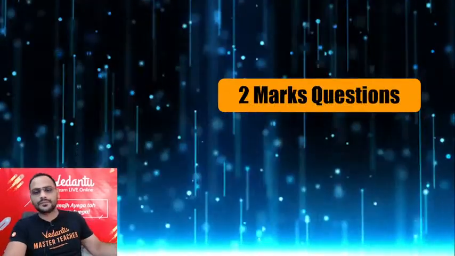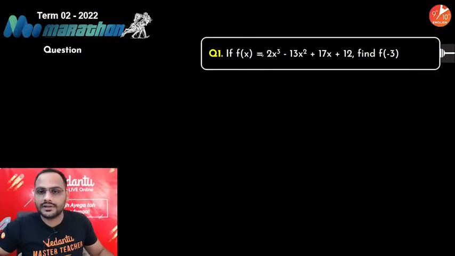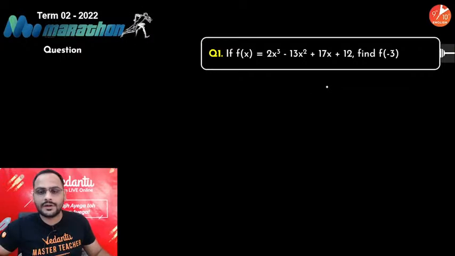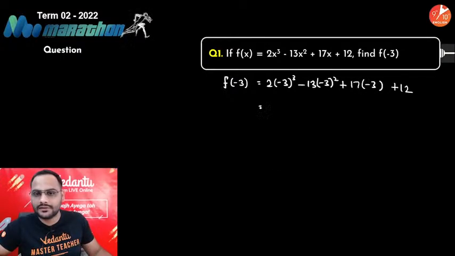Hello Satyam. So guys, first section we'll be doing 2 marks questions, है ना? The first question, f of x is given 2x cube minus 13x square plus 17x plus 12. Find f of minus 3. That means we need to find out the value of this polynomial at x equal to minus 3. So f of minus 3 will be equal to 2 into minus 3 cube minus 13 into minus 3 square plus 17 into minus 3 plus 12. Minus 3 cube is what? Minus 27 into 2 is minus 54. Minus 3 square is 9 plus 9. Plus 9 into 13 is minus 117. It is also going to be negative.